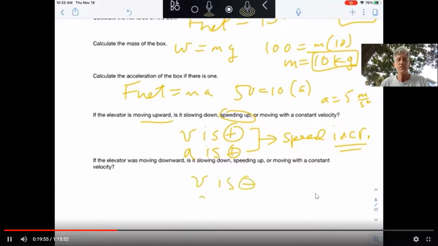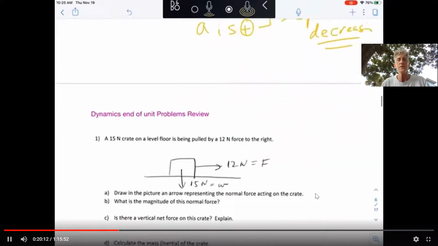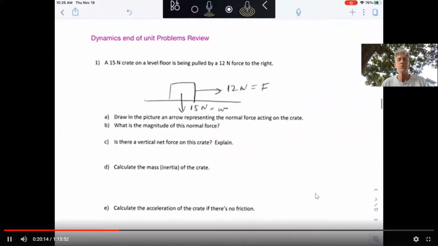Okay, so if the velocity is downward, A is still positive because of the net force that we figured out before. But if V and A are opposite signs, the speed would be decreasing. So with this free body diagram, if they don't tell you what the velocity is at the beginning, you don't really know. You can say, well, if it's positive, then the speed is increasing or decreasing, and vice versa if it's negative.